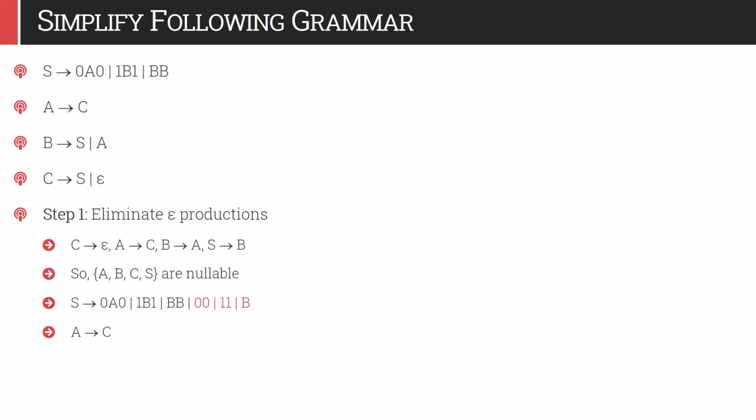Next is A gives C. There is no scope of doing anything. In B gives S or A also there is no scope. And C gives S will be the only production. Epsilon productions we have to remove. So this grammar represents an epsilon free grammar. In step 2, we will eliminate the unit productions. So how many unit productions do we have?